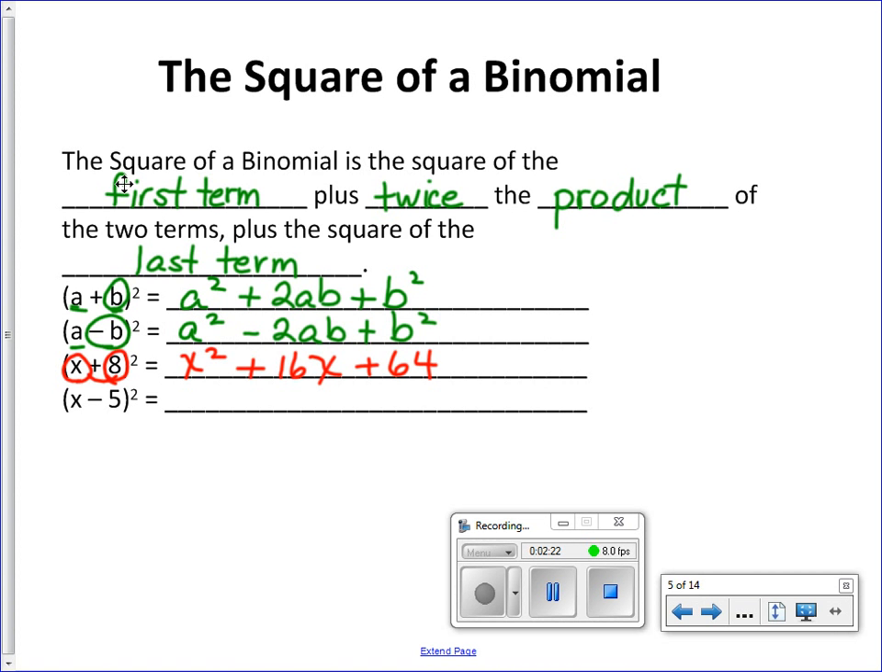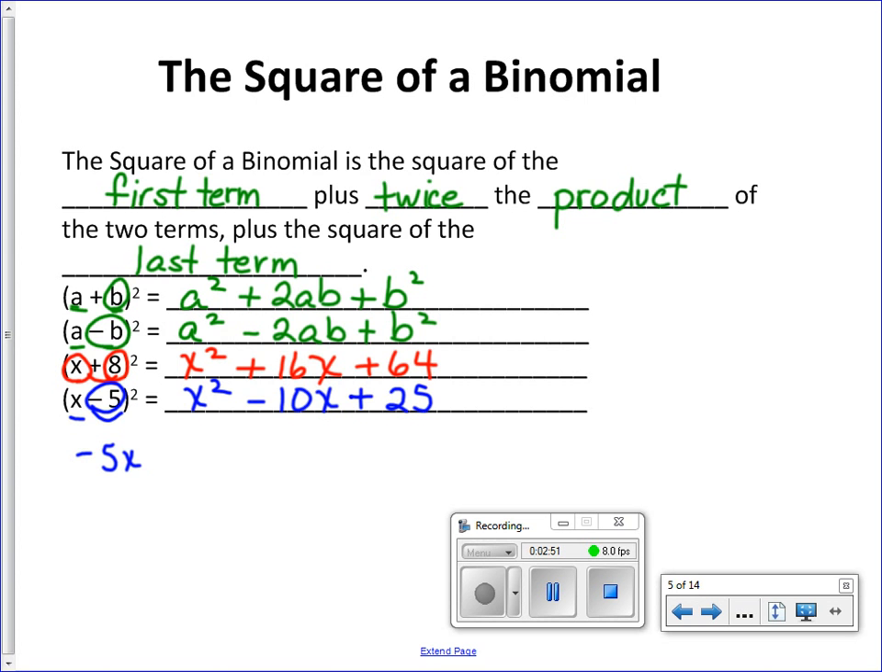All right, and one more. We're going to take our first term and square it. We're going to take the product of x and negative 5, which would be negative 5x, and double it. So that would give us negative 10x. And then we're going to take the last term, negative 5, and square it. Negative 5 times negative 5 would be a positive 25.